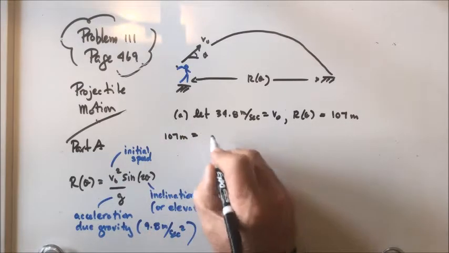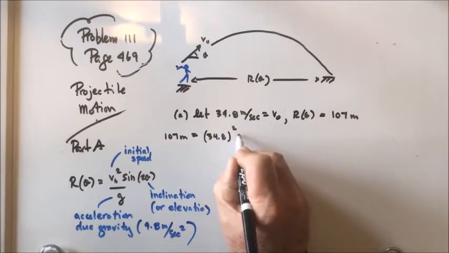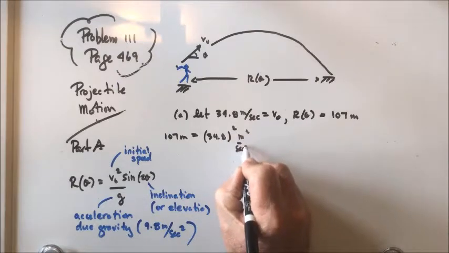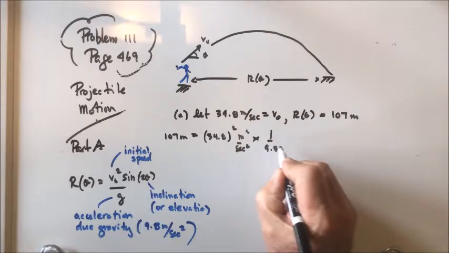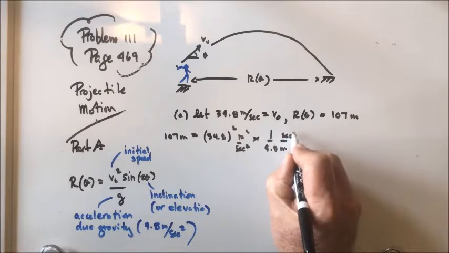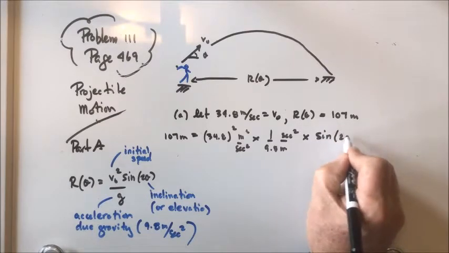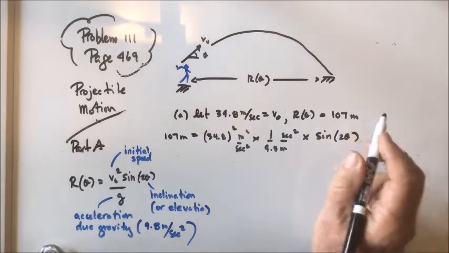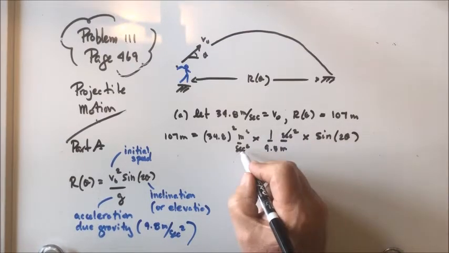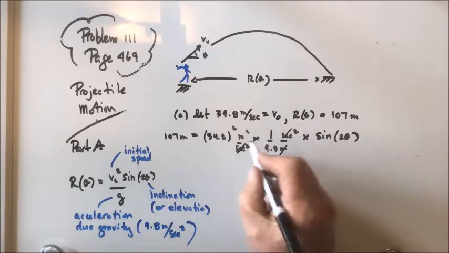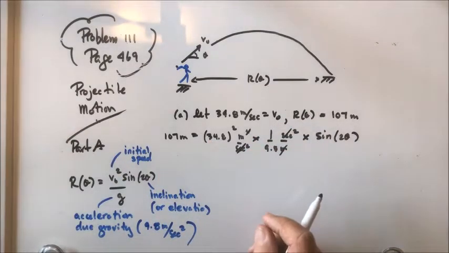It's equal to v sub o squared, 34.8 squared meters squared per second squared, times 1 over g, which is 9.8 meters per second squared, times 2 sine of 2 theta. So let's just quickly check the units here. I hear that's what physicists do. Here's a second squared, they cancel. Here's a meter and a meter squared, leaving meters on this side, meters over there. I think we're doing everything right.